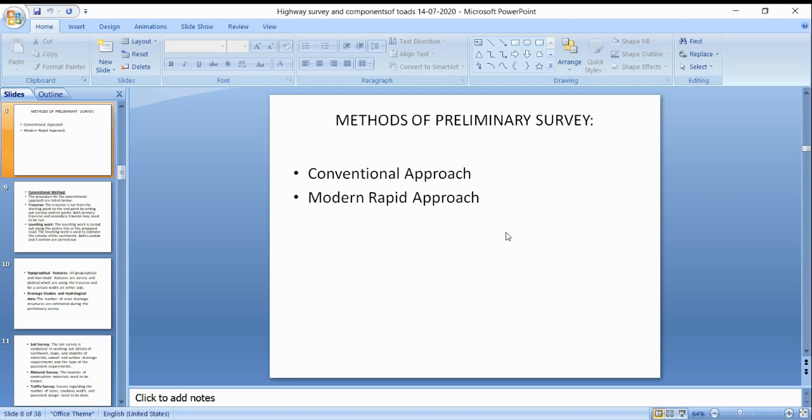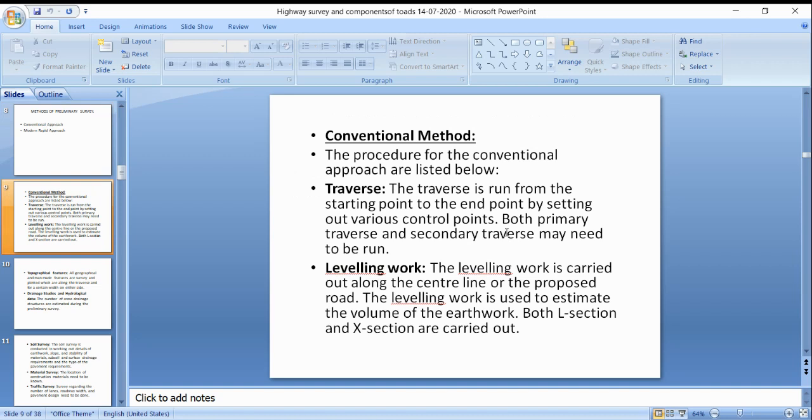Next, in the preliminary survey, there are two approaches: the conventional approach and the modern rapid approach. So, what is the conventional approach? The procedure of the conventional approach is listed below. First is the traverse. The traverse is run from the starting point to the end point, setting out a compass traverse.